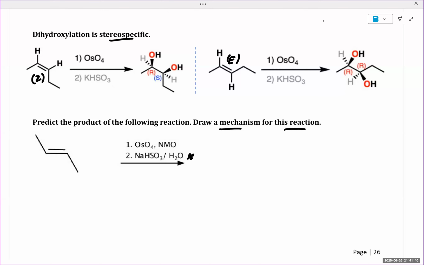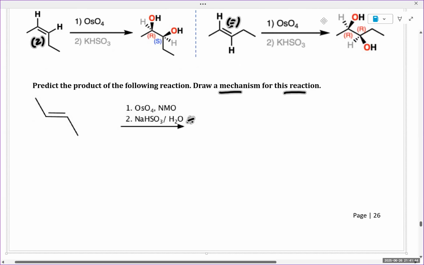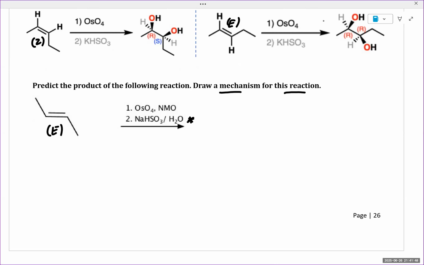Okay, so in this case, we have a defined E-alkene. The first step in this reaction is formation of the osmate ester.